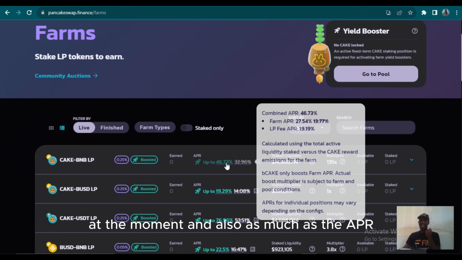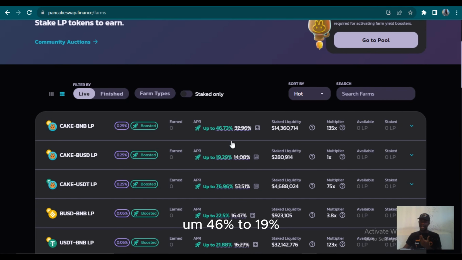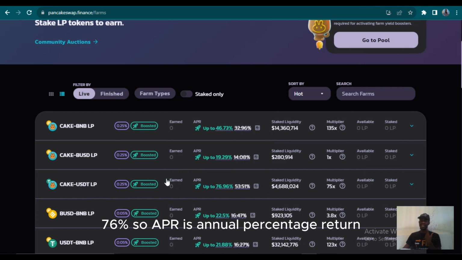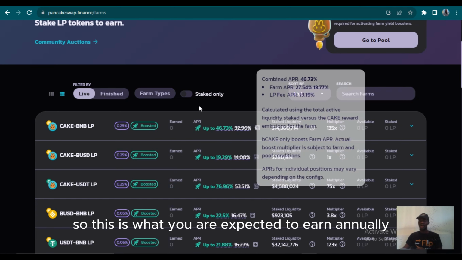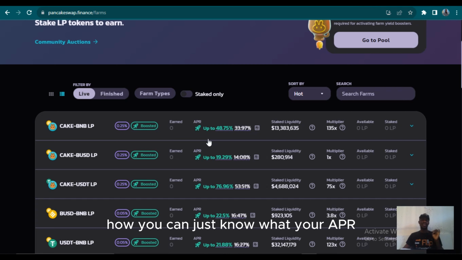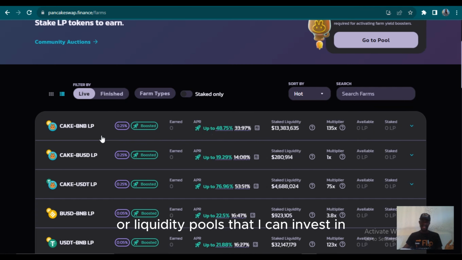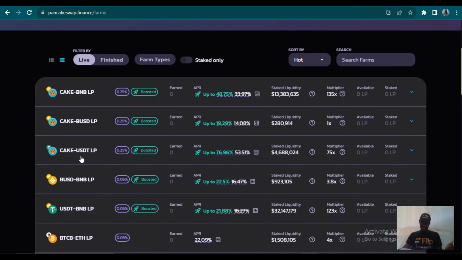And also, you can see the APR, ranging from 46% to 19,76%. APR is annual percentage return. So this is what you are expected to earn annually when you invest. I'm going to show you how you can know what your APR is while trying to make an investment. These are different liquidity protocols or liquidity pools that I can invest in: the Cake BNB pair, the Cake BUSD pair, the Cake USDT pair, BUSD, and all the rest of them.